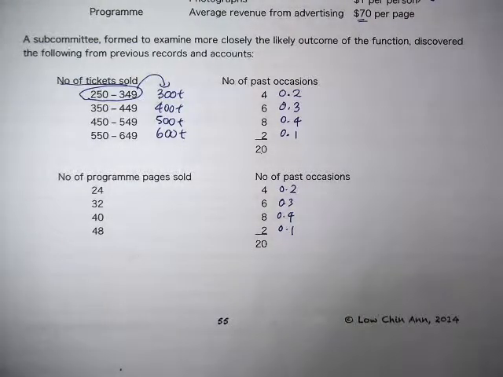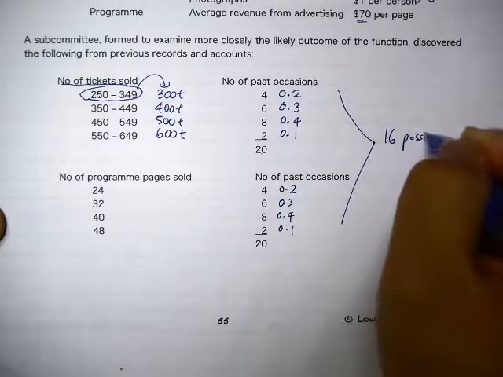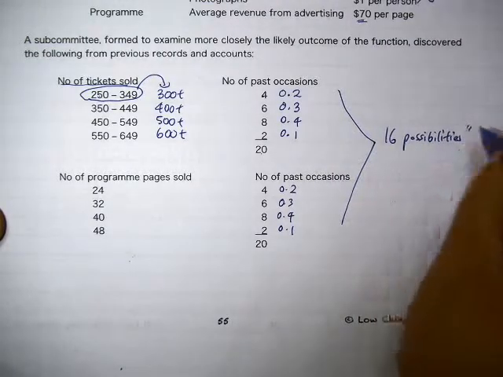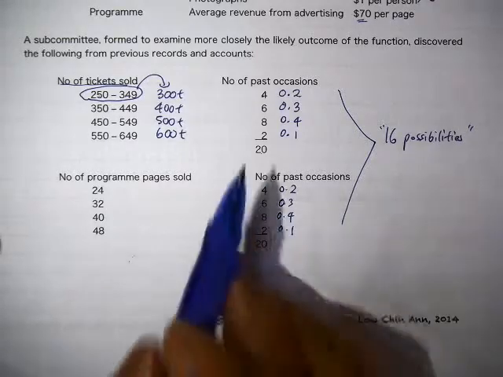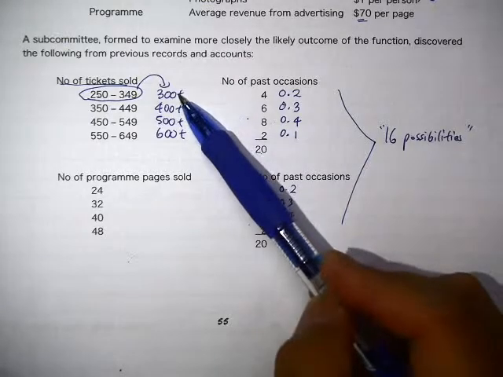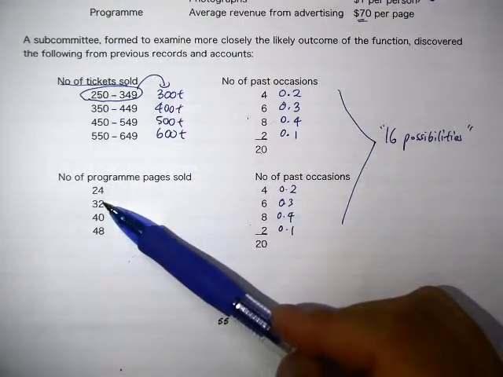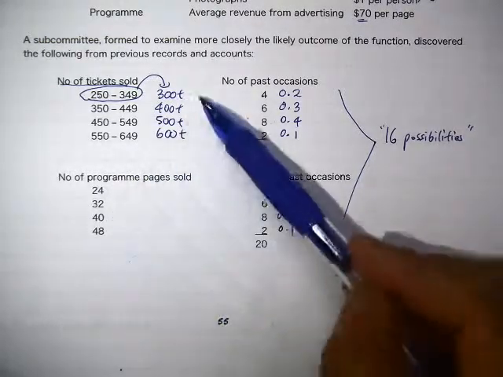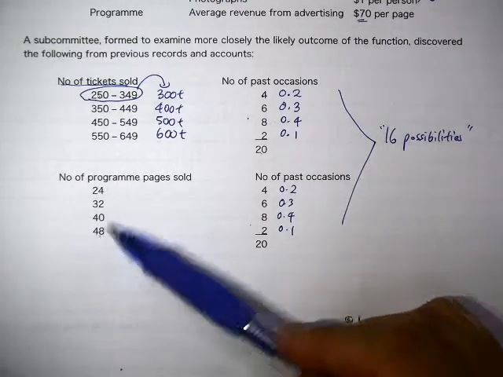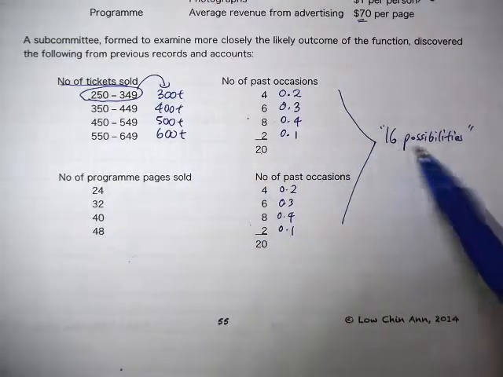Now, in this case, how many possible outcomes are you going to get? You're going to get 16 possibilities, 4 by 4. Now for example, 300 ticket, 24 pages is one. 300 ticket, 32 pages. 300 ticket, 40. 300 ticket, 48. That's 4. Then you try again 400 with 24, 32, 40, 48. So it will be 16 in total. Okay.